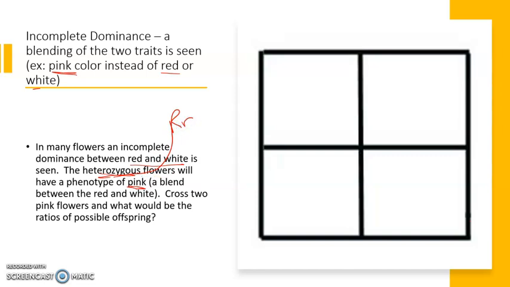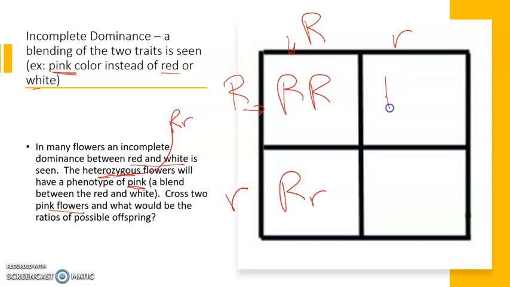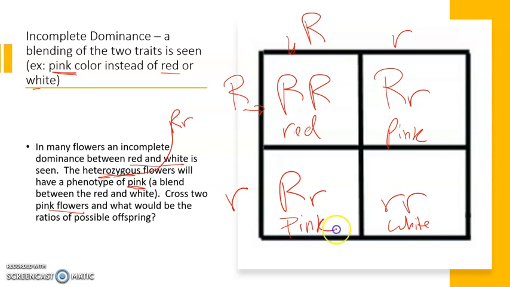So let's do a practice problem. Cross two pink flowers. What would be the ratios of those offspring? So they're both big R, little r, big R, little r. Do that same drop and shuffle. Big R, big R, big R, little r, big R, little r, and then two littles down here. So then this would be red flowers. This would be pink flowers. Over here we'd have white flowers. And then these ones would be pink as well.